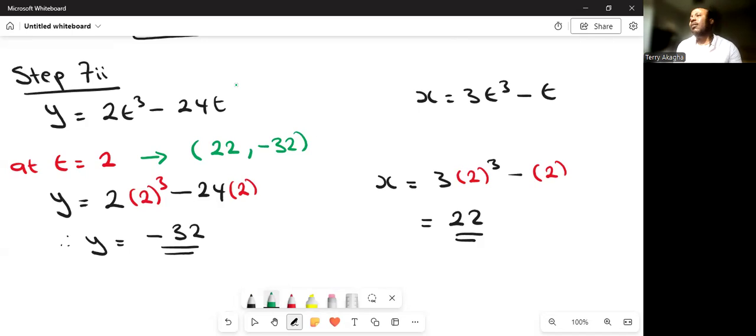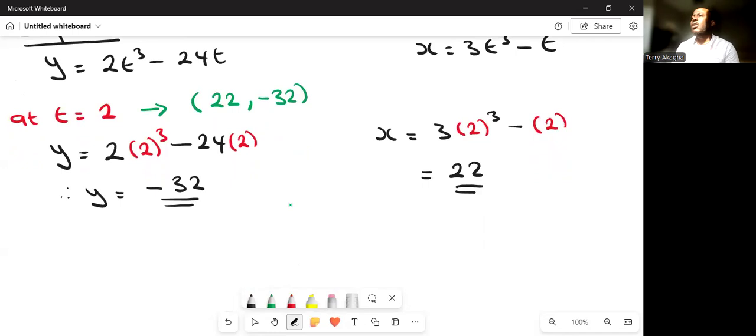So we can have that. So that will be the final answer for that. Therefore, the coordinate for this is x is 22 and y is minus 32, okay?